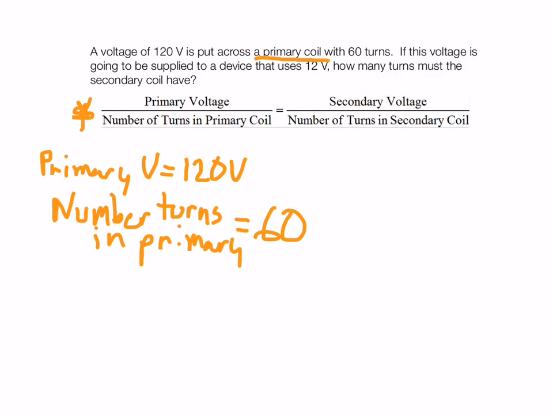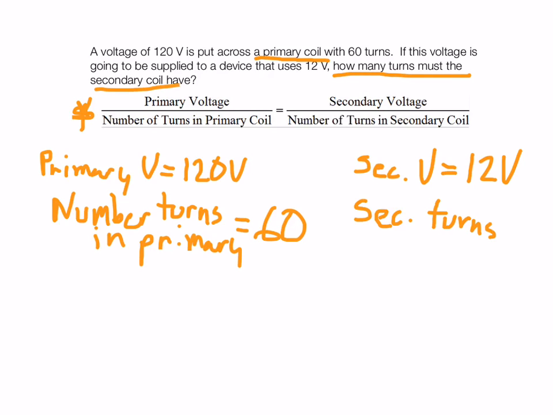60 turns. So what do we know about the secondary coil? Well, what we know from the secondary coil is the secondary voltage. So secondary voltage is going to be equal to 12 volts. Of course, to save a little space, I'm going to abbreviate secondary here. Secondary turns. All right, do we know that? Well, if you look at the question, it's asking how many turns must the secondary coil have? That means we are solving for the number of turns in the secondary coil.